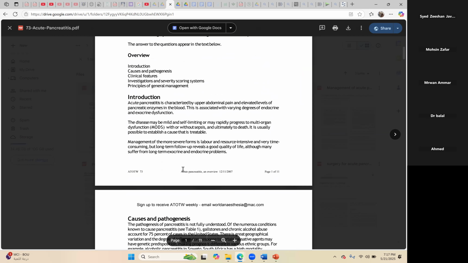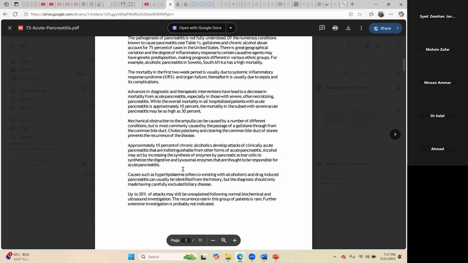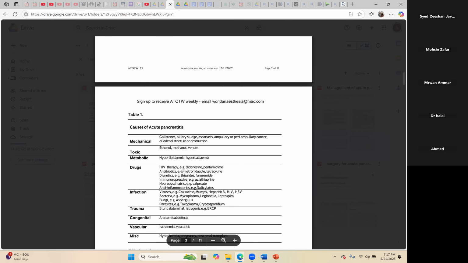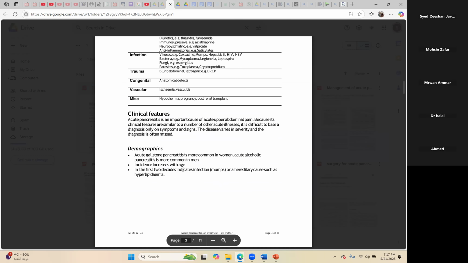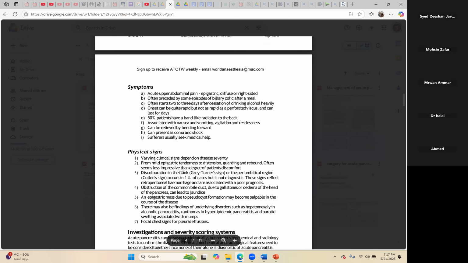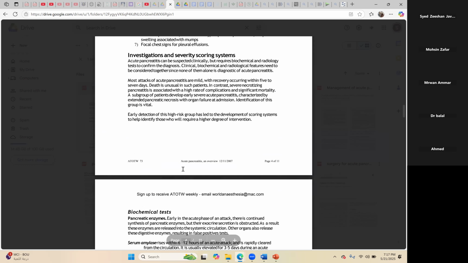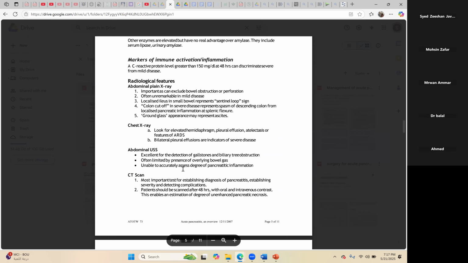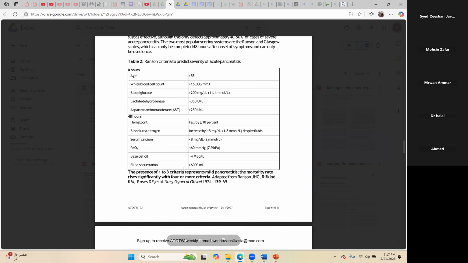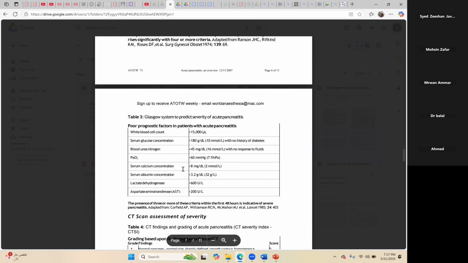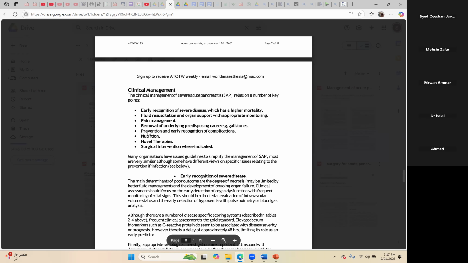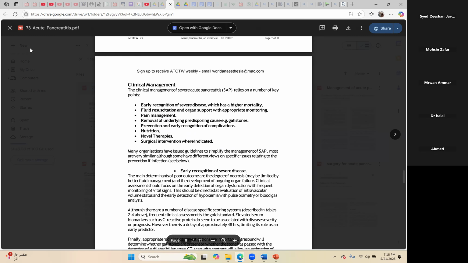Usually it's a clinical diagnosis. Some enzymes are raised, amylase, lipase, okay. And then there is a specific criteria, Ranson's criteria, you see. So I'm just giving you a hint about it. So this is the Ranson criteria, okay. This is Glasgow system.